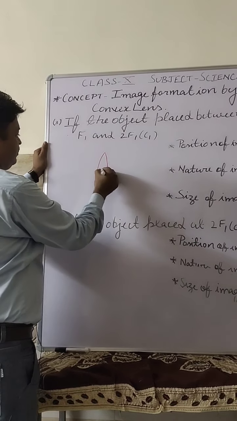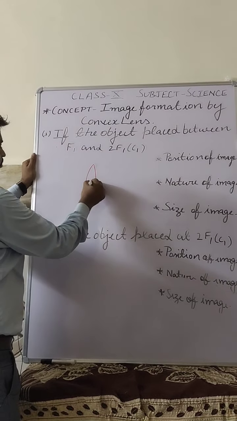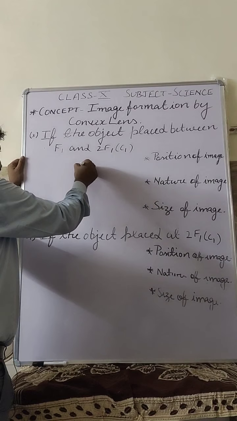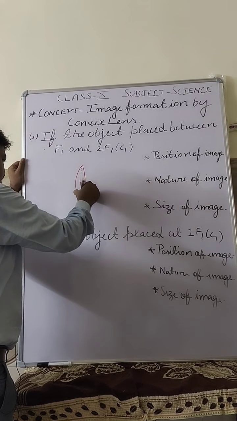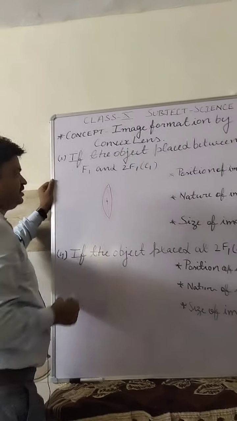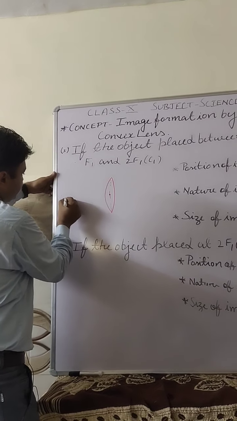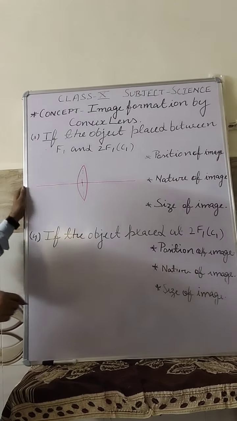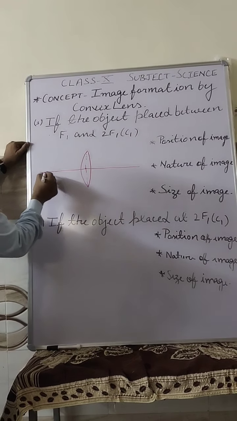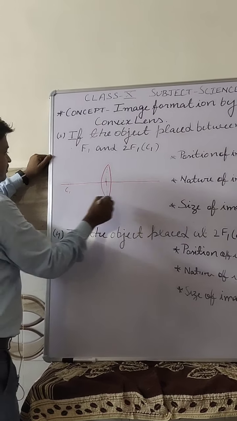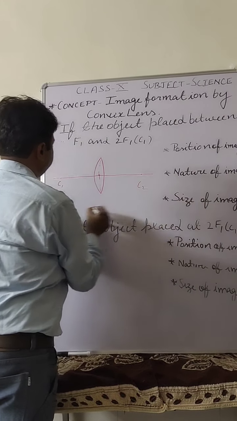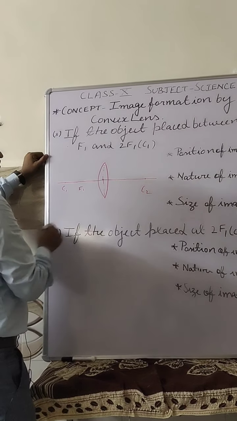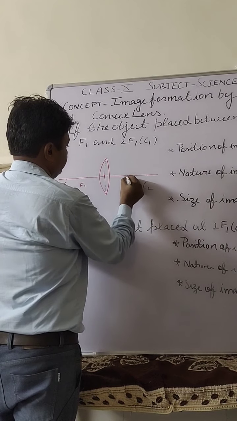This is the convex lens. Here you draw the midpoint. And how will you find the midpoint, student? With the help of the aperture, with the help of this line, you can easily find the midpoint or the optical center. Now you draw the principal axis. This is the principal axis. Now again you will take this is C1, this is C2. In between C1 and C2, here is F1 and here is F2.